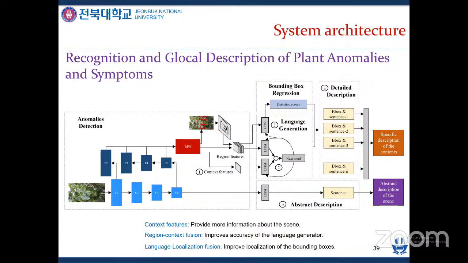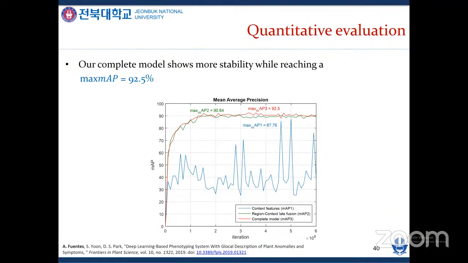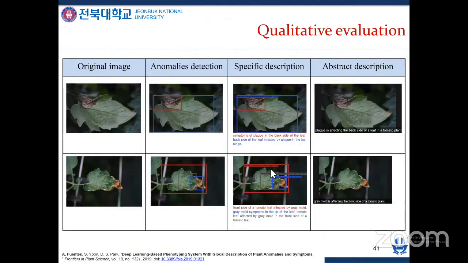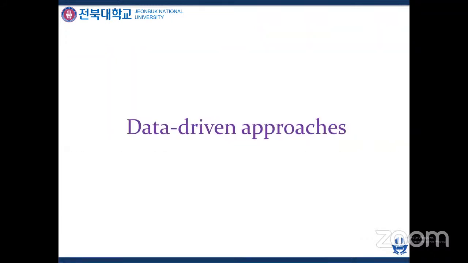What we obtain is a model with about 92% in average. And that model, of course, was able to detect and describe the symptoms and also locally and globally the scene of the disease or the status of the plant. That was easier initially in English, but it could also be translated to other languages. So that's what we thought at that time.